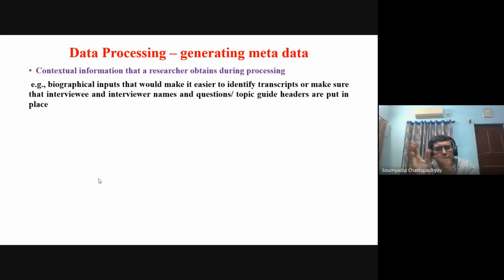What is that? It is basically the contextual information that a researcher obtains during the processing. For example, suppose you are dealing with a particular research objective, and you are interested in examining the political economy of water supply, the availability of water supply in a particular city. While doing this survey, you are not only going to ask the respondents whether water is available or not, or how much they have to pay for the water.